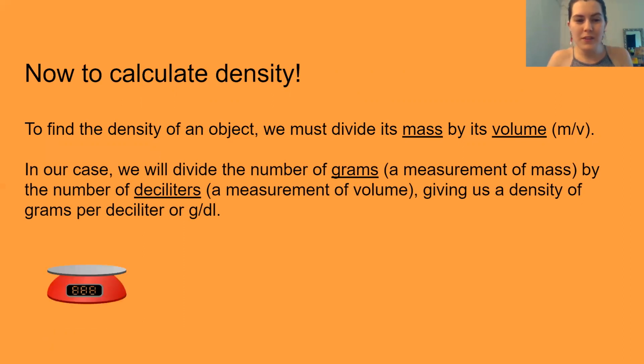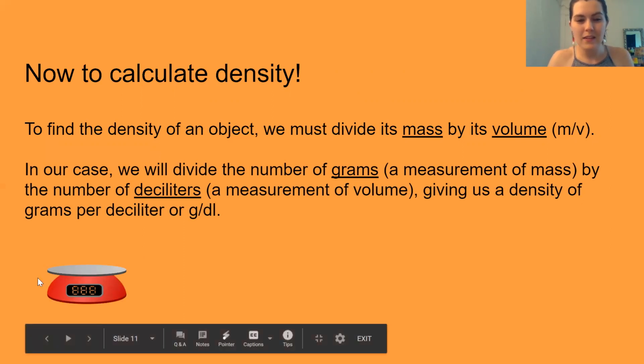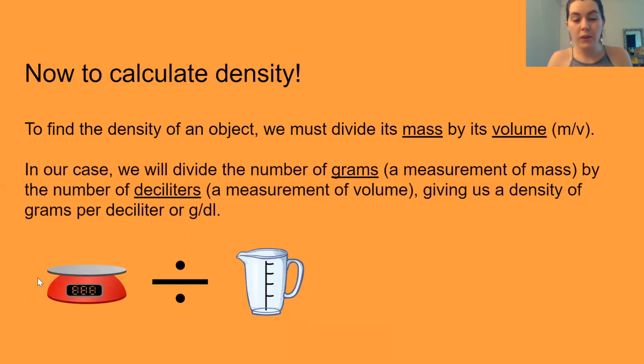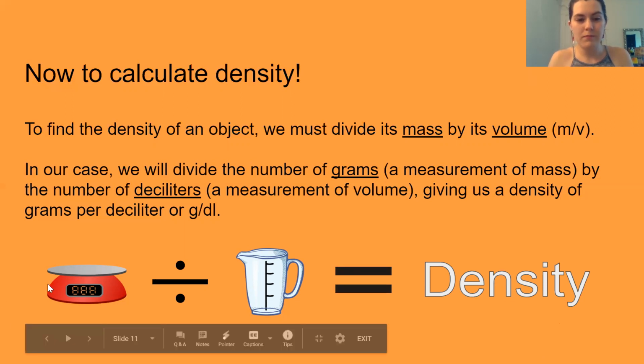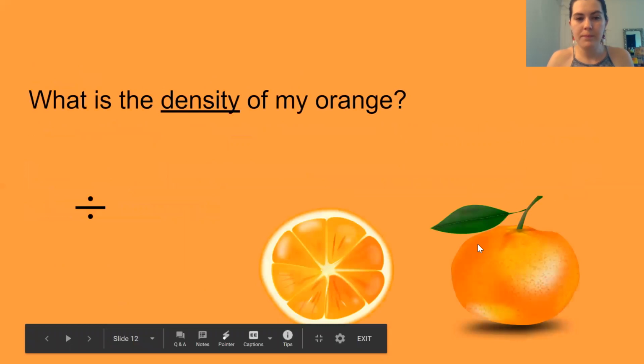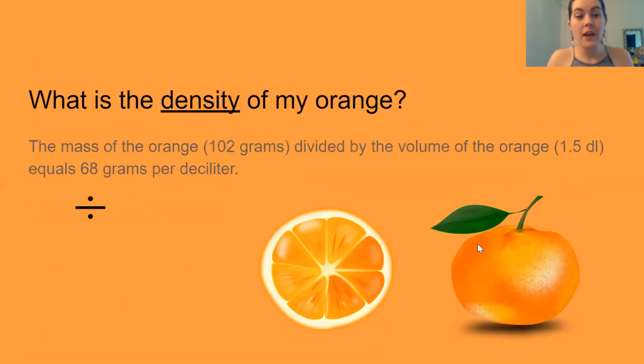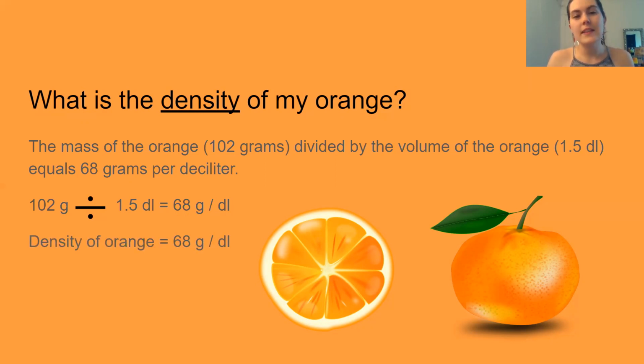So we can visually see this. This is the mass from our scale, divided by volume, equals density. Okay, so grams divided by deciliters. What is the density of my orange? The mass of the orange is 102 grams, divided by the volume of the orange, 1.5 deciliters, equals 68 grams per deciliter. So per 1 deciliter, there's 68 grams in that deciliter is what it's telling us. So the density of the orange is 68 grams per deciliter.